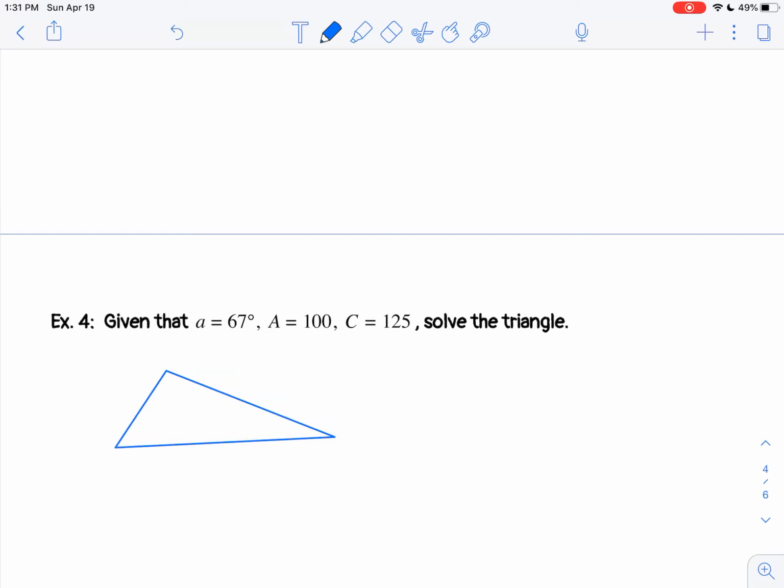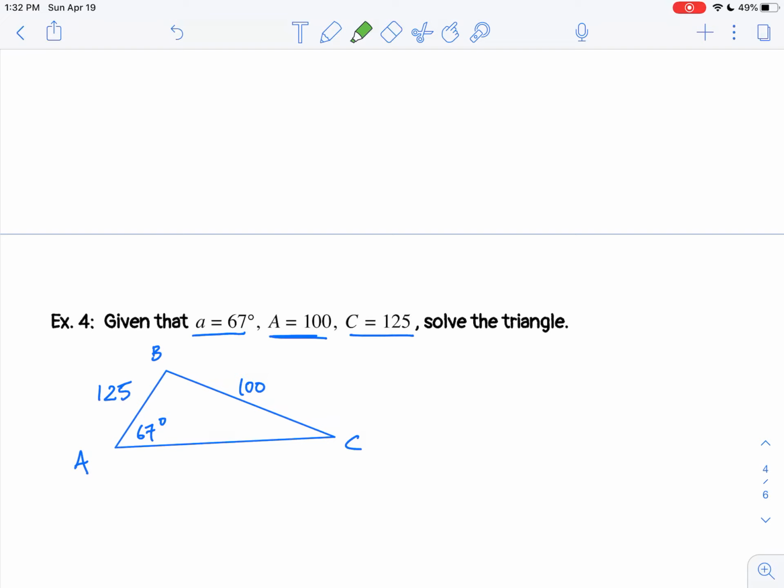Okay, so I'm going to draw a triangle, label A, B, and C, and see what information they give me. This notation's a little bit different, but again, we have to use context clues to tell us what we have. We see that an angle is 67 degrees, so I can fill in 67 degrees here. And if the angle is 67, then this must be the other side, so I can call this 100. And this is the side opposite C, so that is 125, okay?